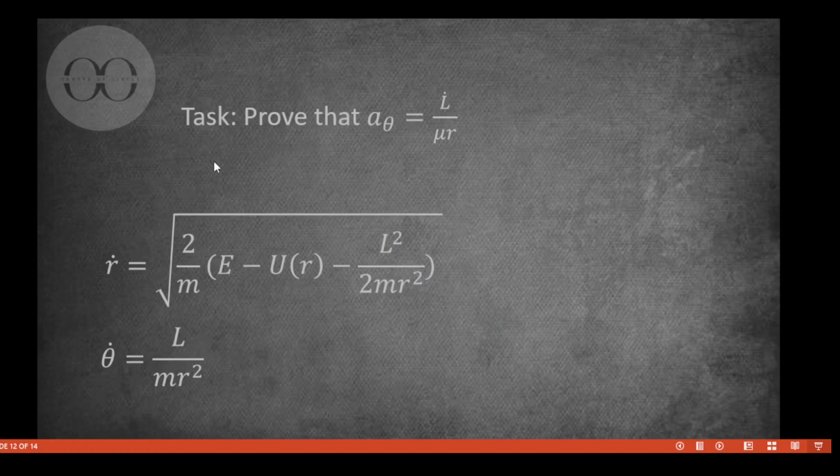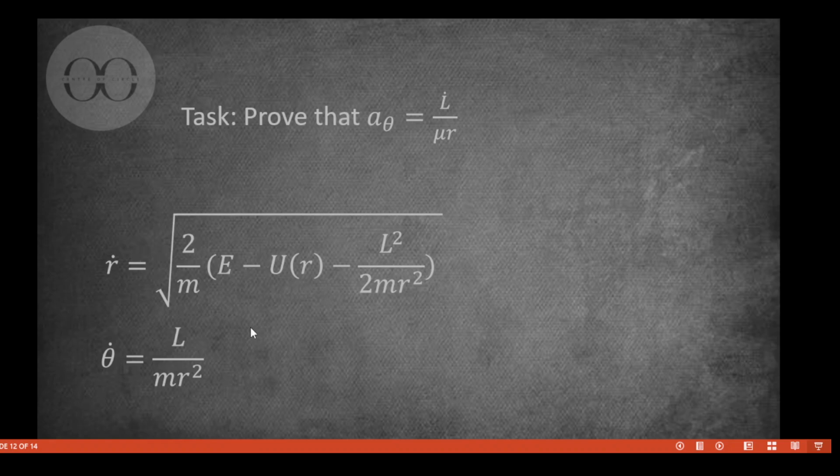Oh well, there's a task for you: to prove that a theta is nothing but the tangential component of our acceleration vector. You have to prove that a theta equals L dot divided by mu times r, where L dot is the time derivative of our angular momentum, mu is the reduced mass, and r is the position vector of mu from our origin in our polar coordinate system.